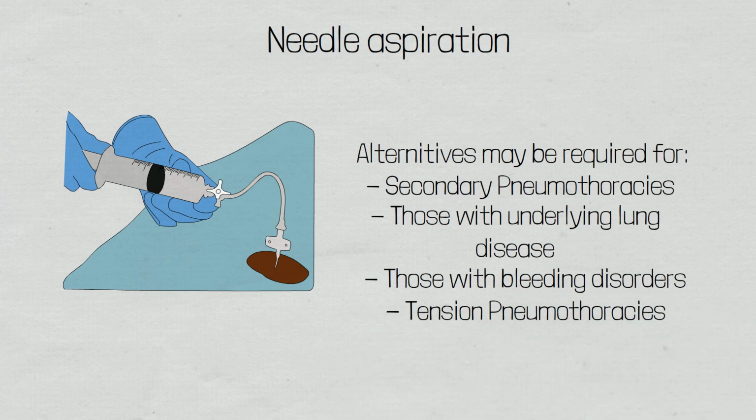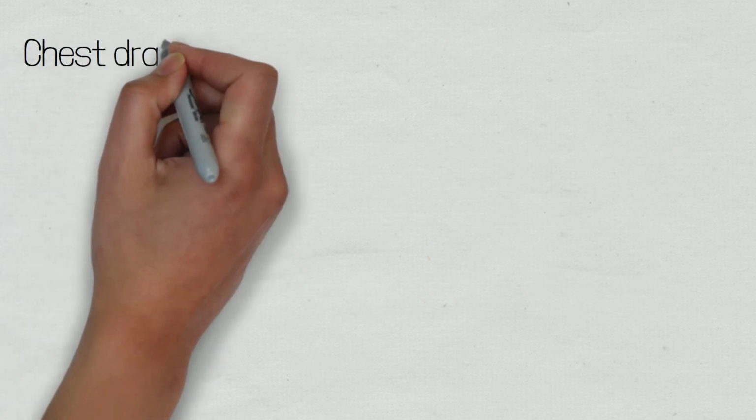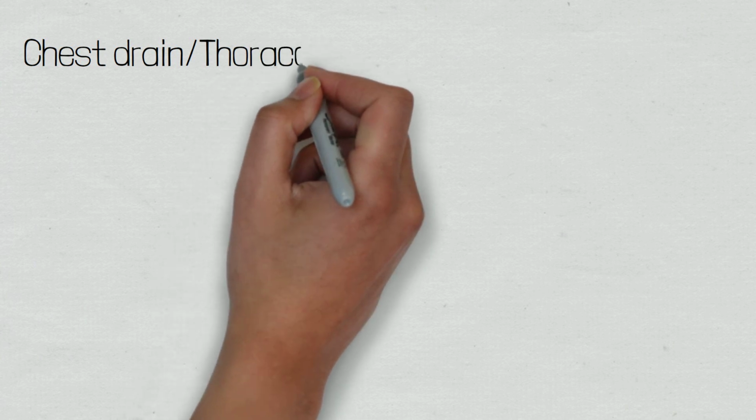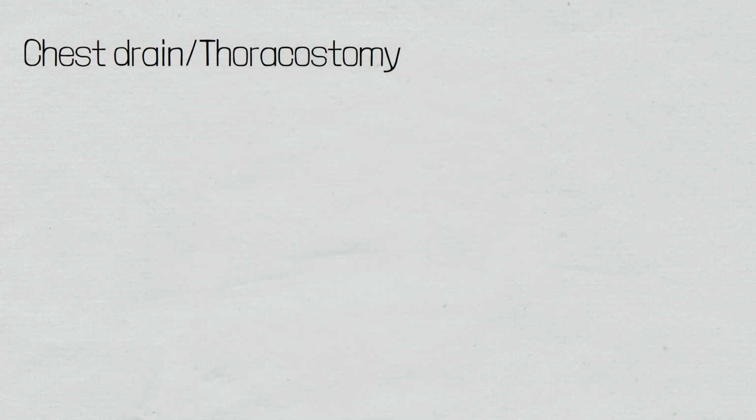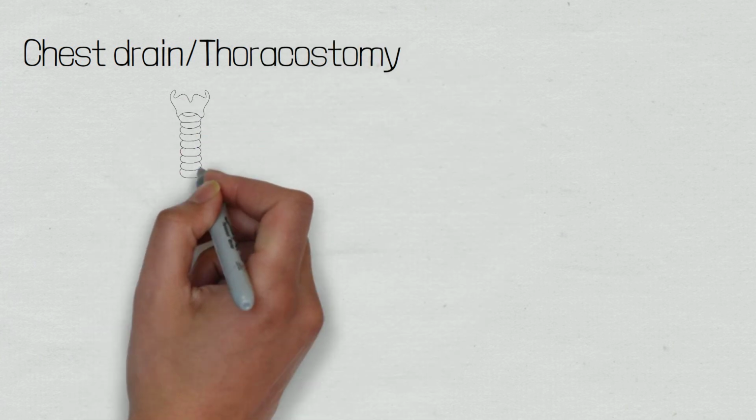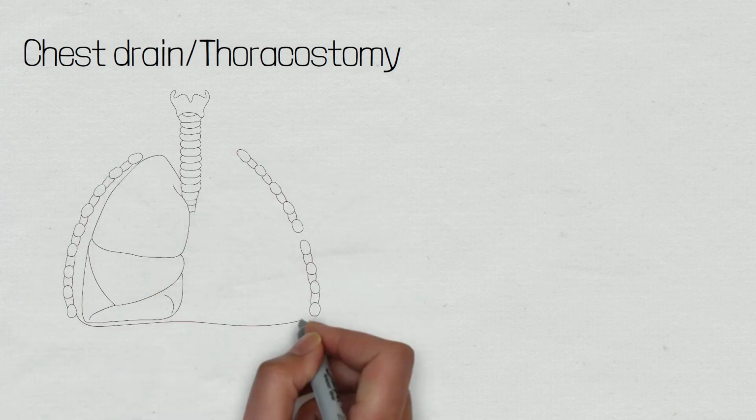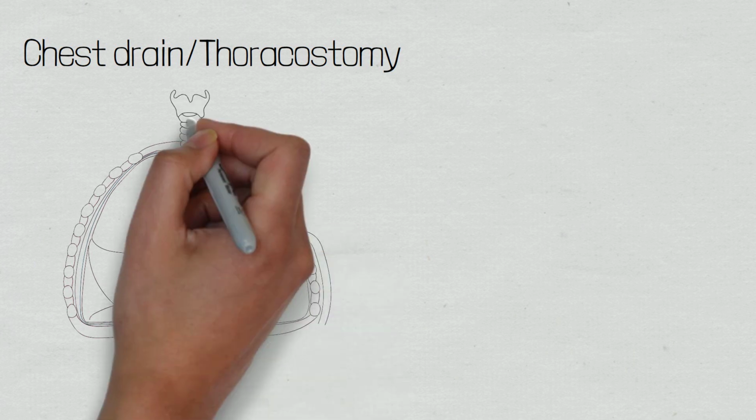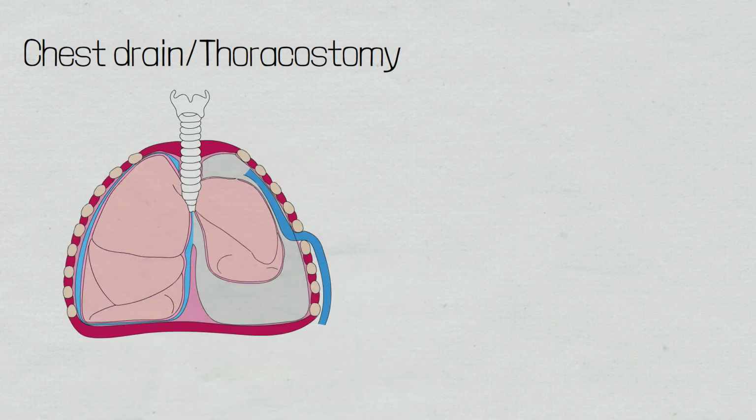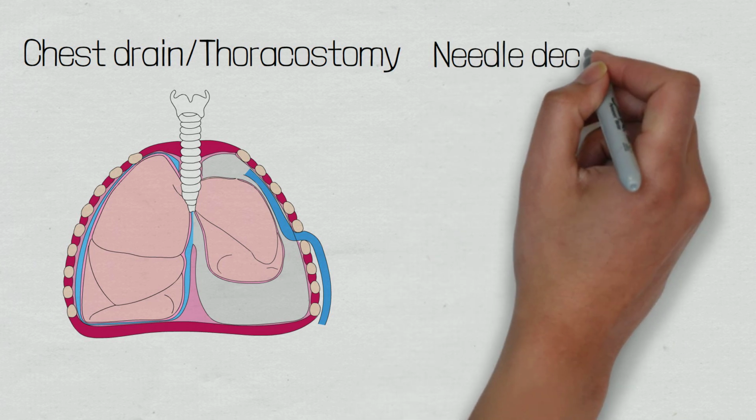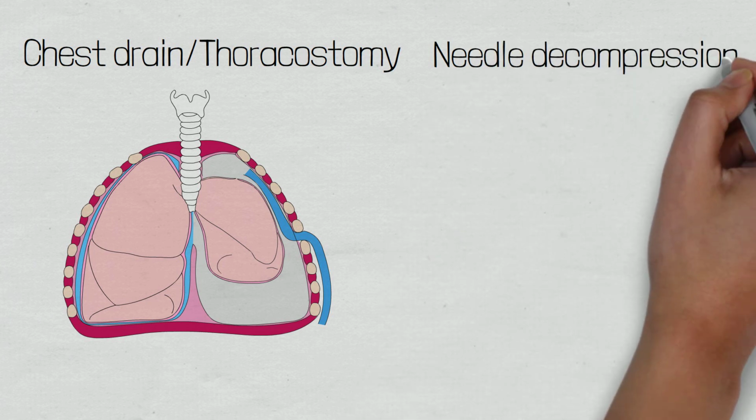If aspiration fails or the patient is hemodynamically unstable, then a chest drain may be inserted. This is the primary management in a tension pneumothorax or where aspiration has failed. In emergency situations, especially in the pre-hospital environment where these clinical interventions are not always available, emergency decompression of a suspected tension pneumothorax may be conducted.